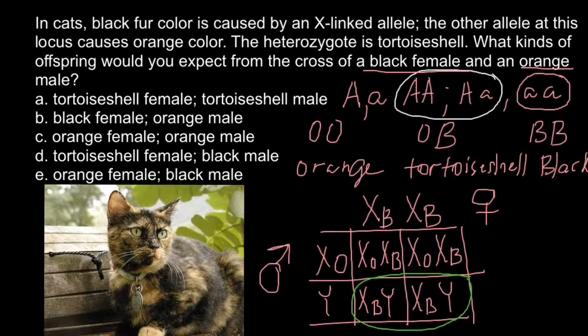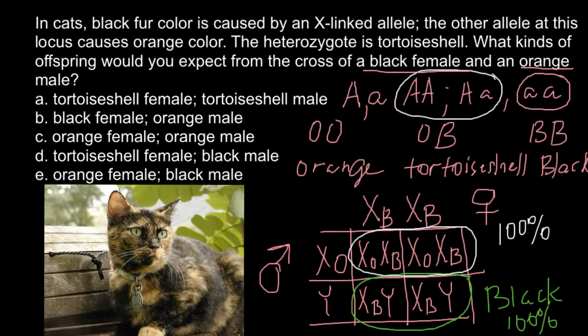So this is going to be black males in 100%, and 100% of females would have genotype XO XB, and that means tortoiseshell. So in such a cross, 100% of the males in the F1 generation are going to be black, and 100% of the females are going to be tortoiseshell.